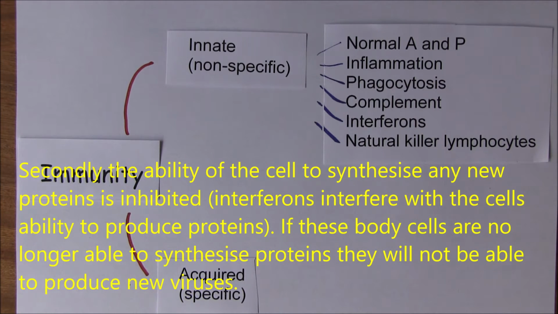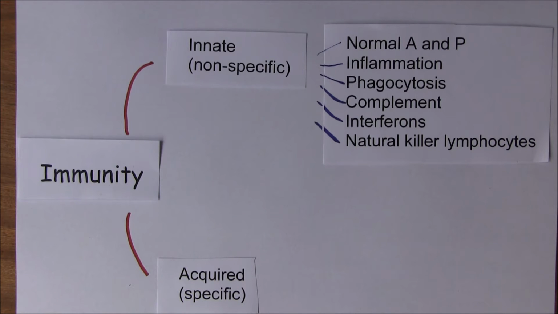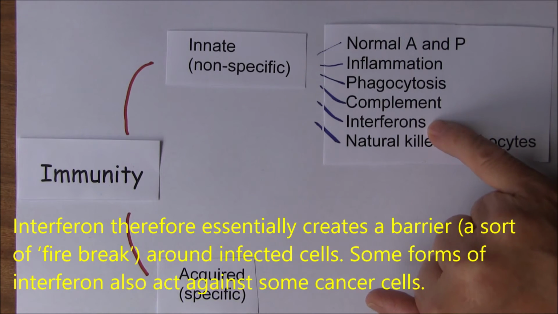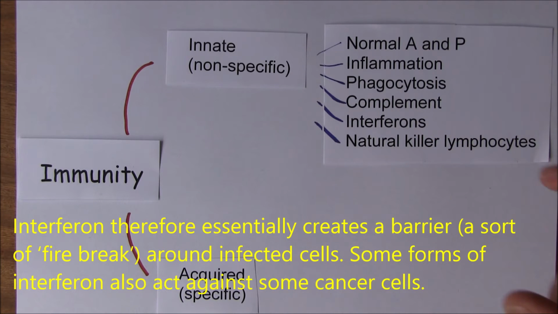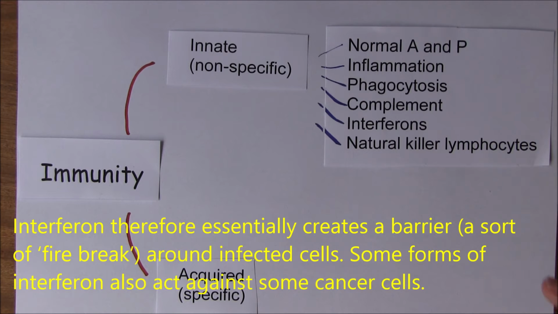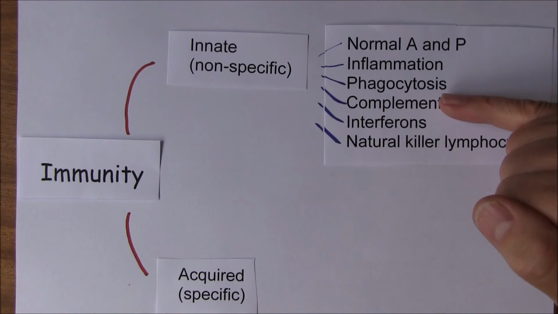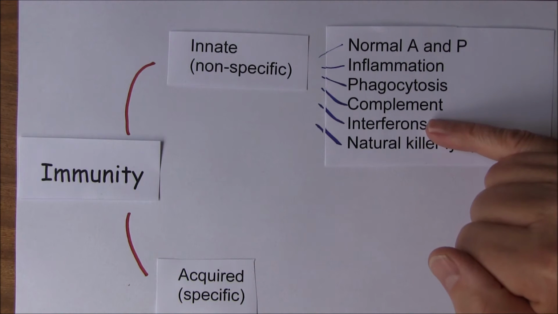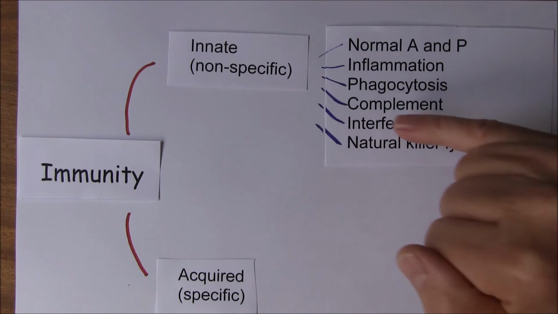And that's actually where interferons get their name from. They interfere with the cell's ability to produce new proteins, and therefore if the cells can't produce new proteins, they can't be hijacked to produce new viral particles. So again, the complement will work against a wide range of bacteria. They're not specific. The interferons will work against a wide range of viral infections.